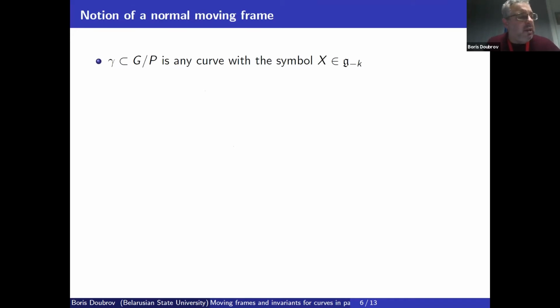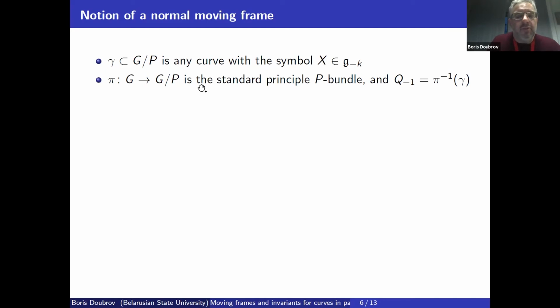Let's now see how it all works. So we'd like to move to construct a canonical moving frame. So let us recall what is a moving frame and how this would work in case of curves. So we fix any curve with a symbol x. As of now, we fix a certain element x of degree g minus k, and would want to get a canonical moving frame for each curve.